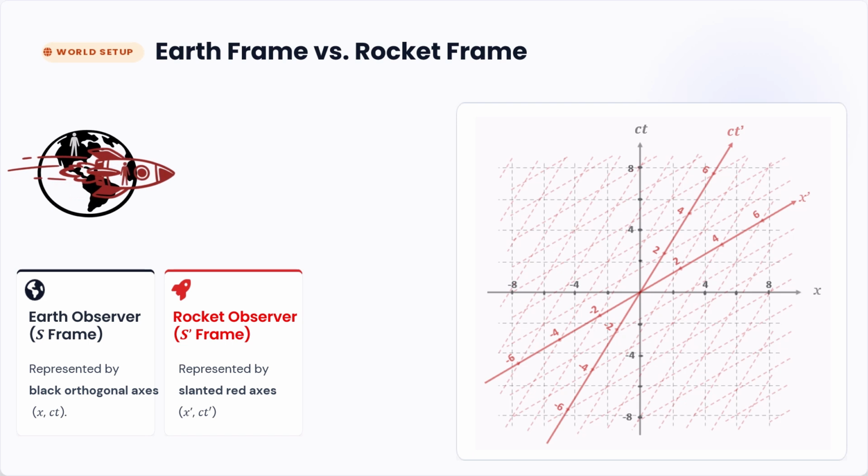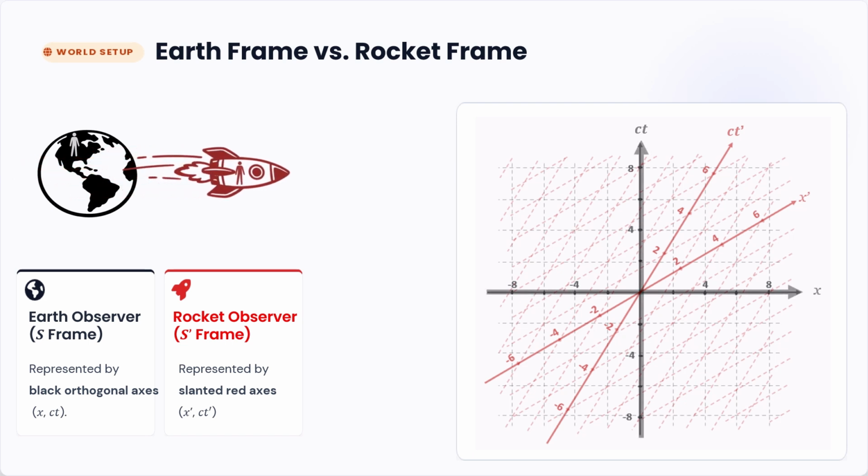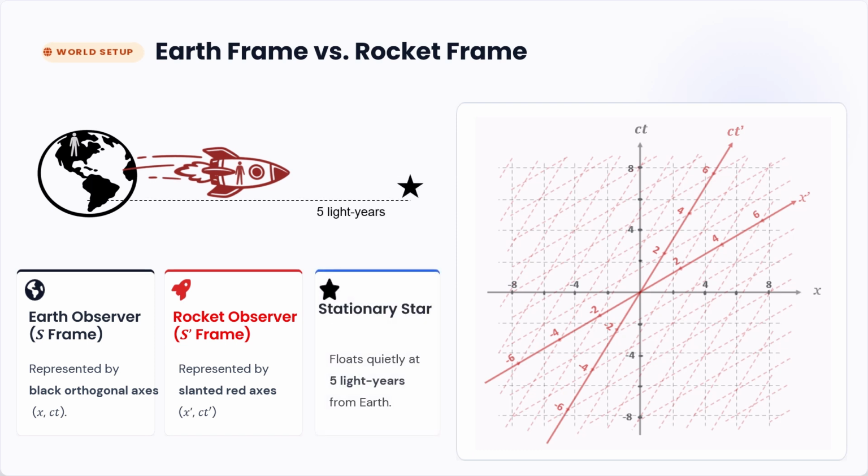The black perpendicular axes are for the Earth observer. We call this the S frame, with the X and CT axes. The red slanted axes are for the rocket observer. We call this the S prime frame, with the X prime and CT prime axes. And let's add one more element to our world building. Floating quietly 5 light-years away from Earth, there is another star.